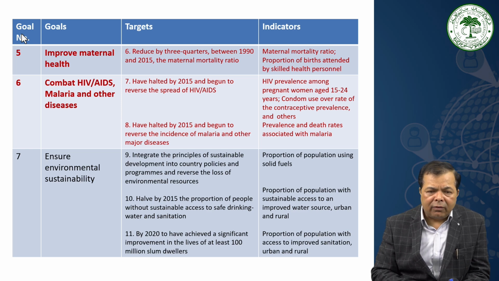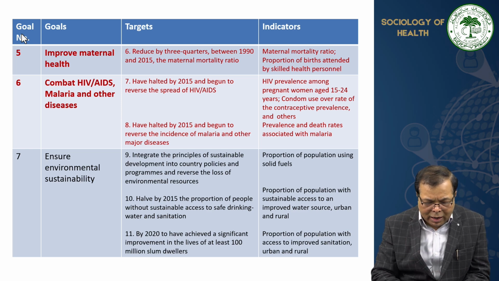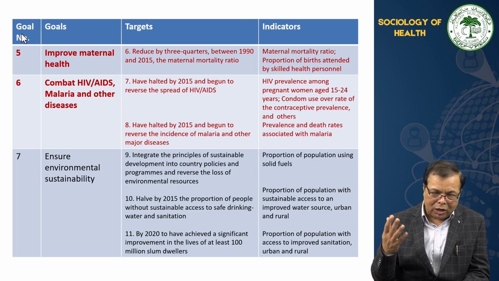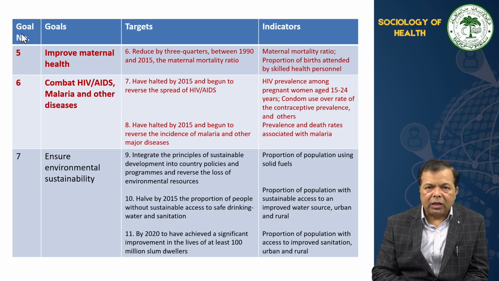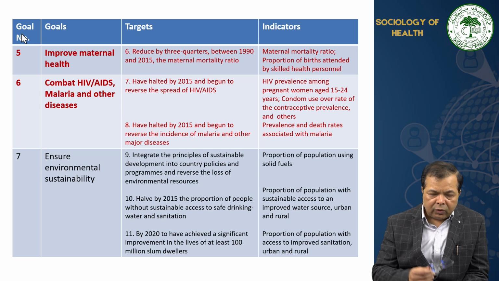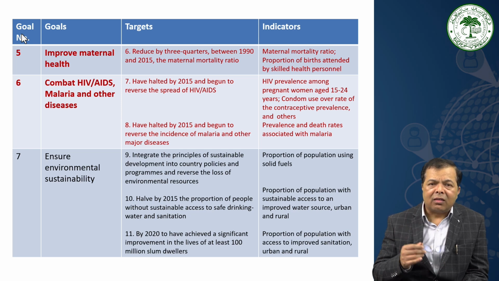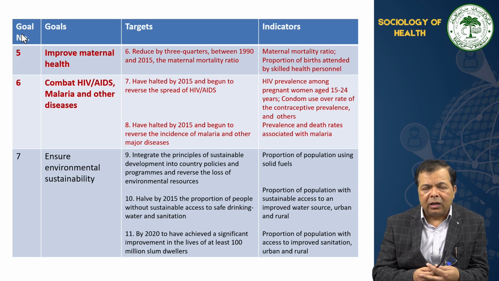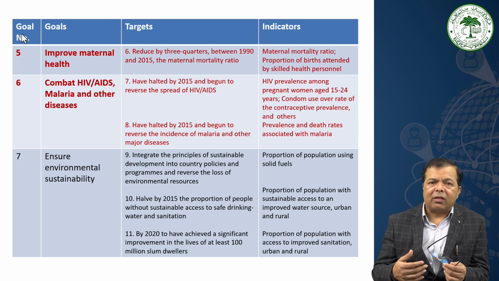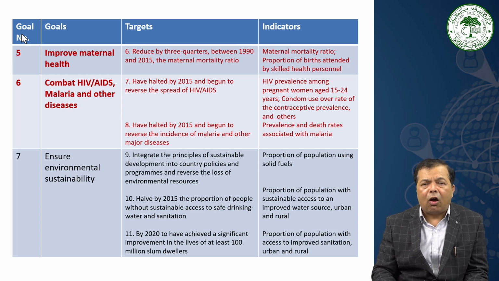Then goal number 7, ensure environmental sustainability. We talked about sustainable development earlier, right? So there are two things mentioned here: one is the environment and the second is sustainability. We know that these two things are interconnected, because we cannot achieve sustainability without taking care of the environmental aspects of development, right? So this is a very important area which needed our focus.